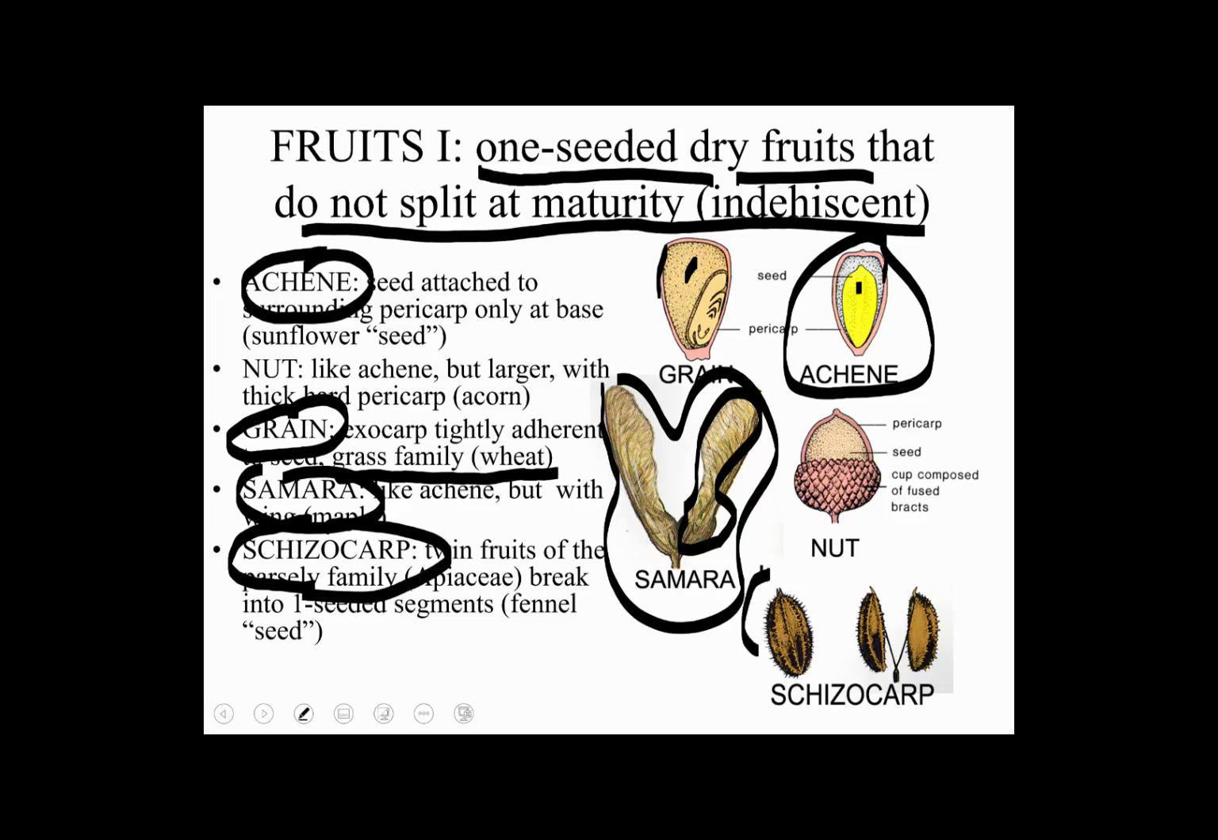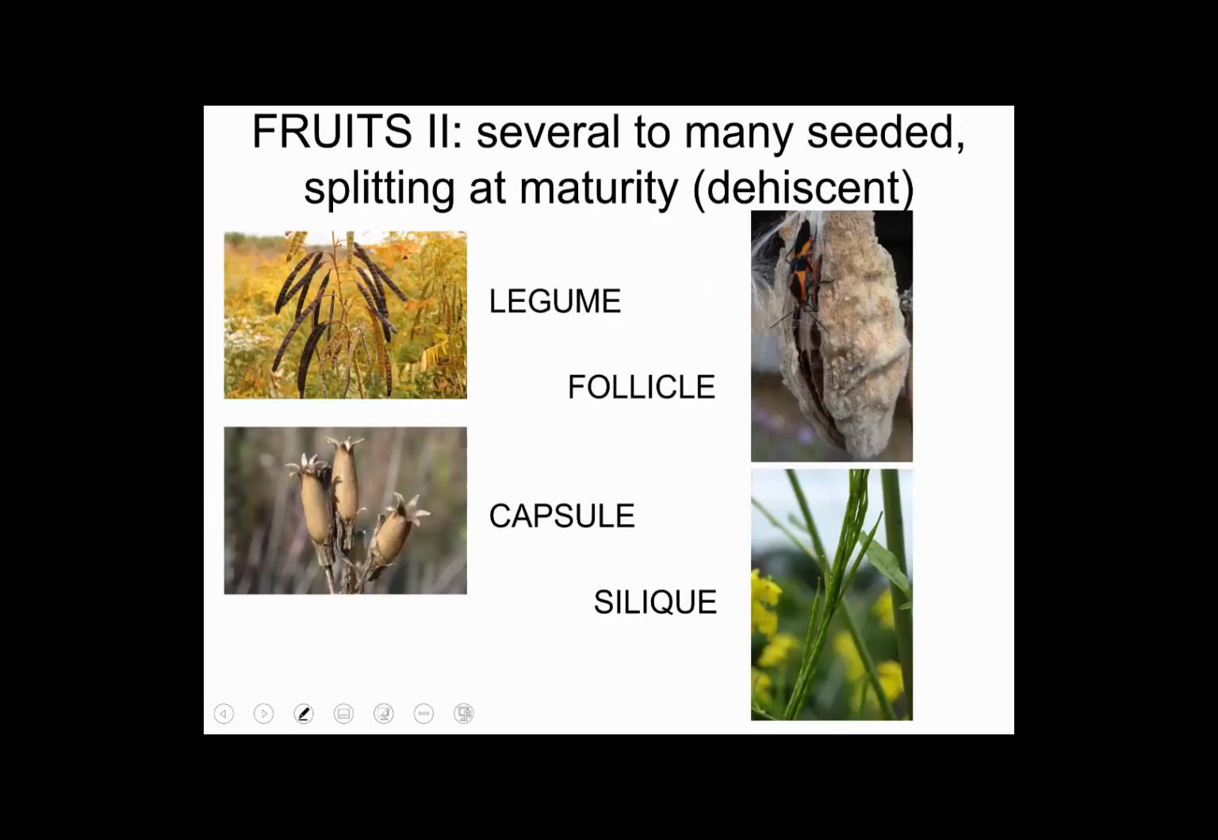It starts out as a syncarpous gynoecium with two carpels, each with one seed in them, but it splits apart not to release the seeds, but to separate into one-seeded units that look sort of like achenes. But if you go back in time, they start from a special syncarpous gynoecium, and it's only found in one family, the Apiaceae. Really cool family, about which more later.